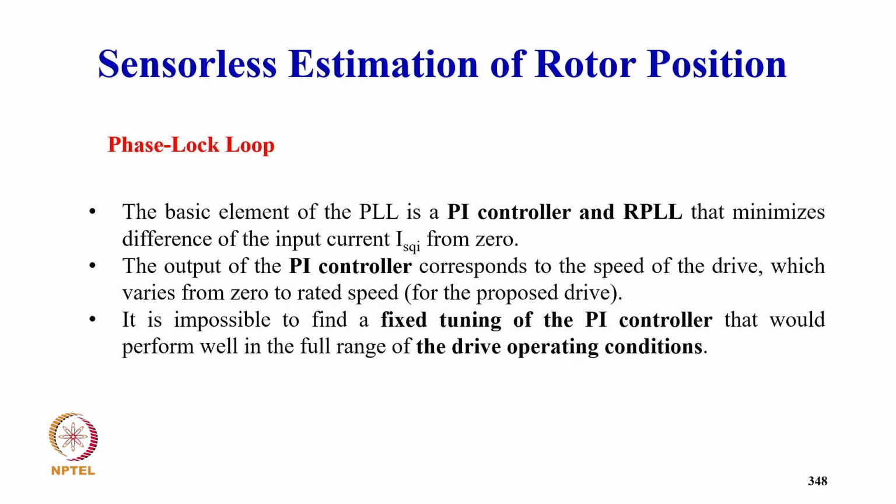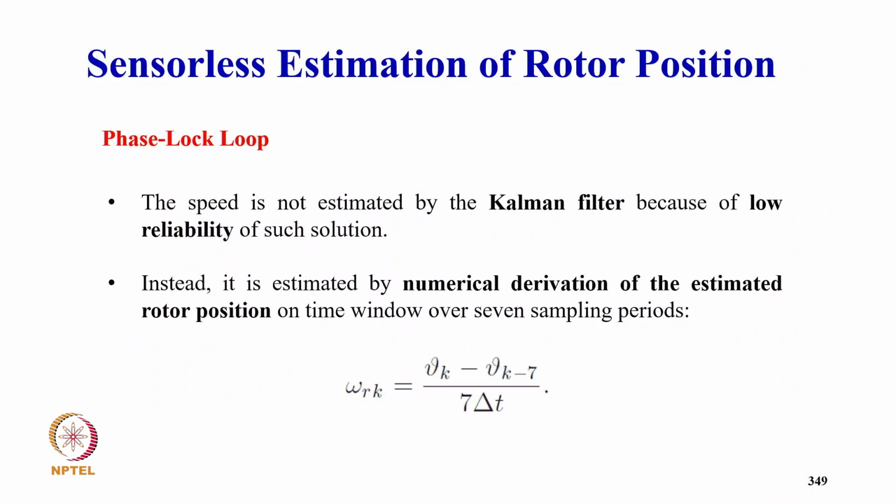So the basic element of PLL is a PI controller, and the PLL would minimize the difference of input current I_SQ from 0, and the output of the PI controller corresponds to the speed of the drive, which varies from 0 to rated speed for the proportional drive. And it is possible to find a fixed tuning of the PI controller that will perform well in the full range of the drive operating conditions.